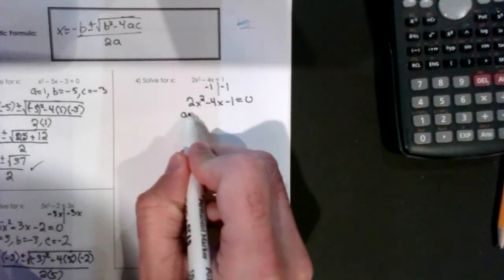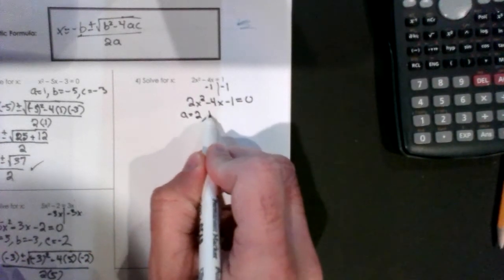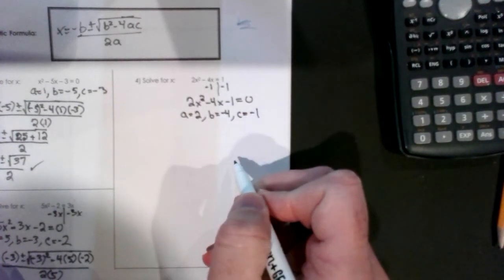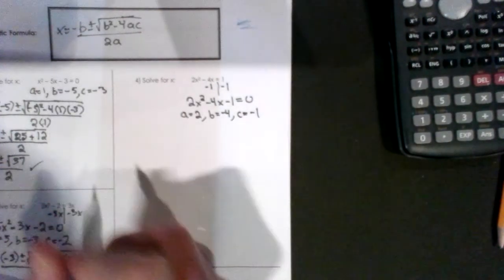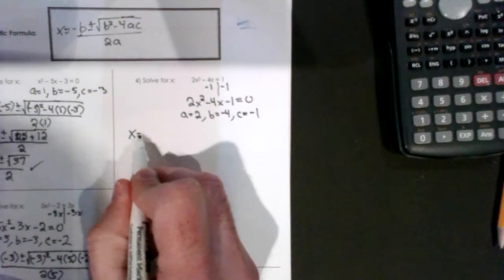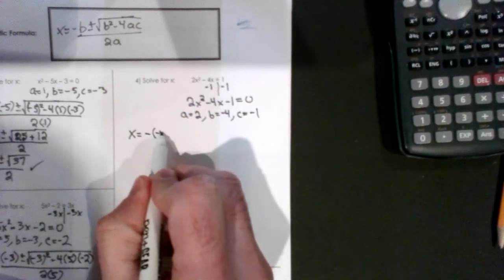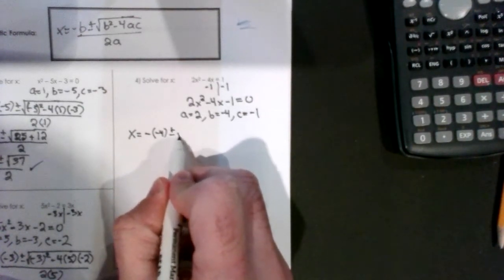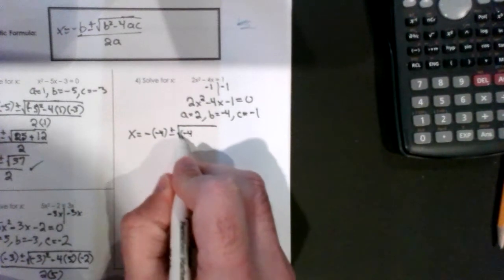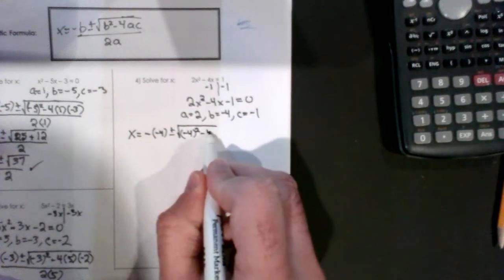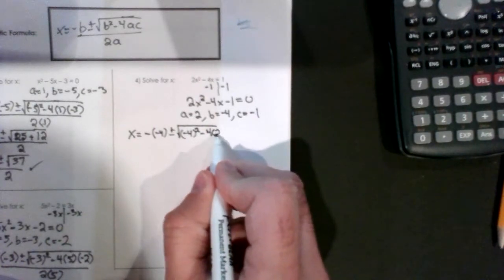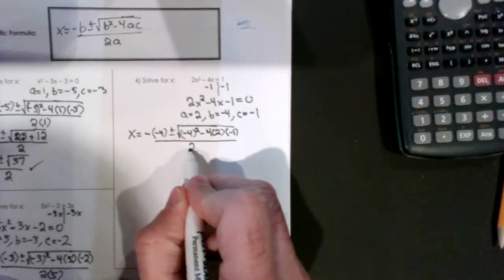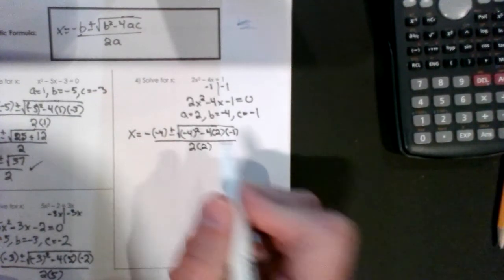So I list out my coefficients. A is equal to 2. B, negative 4. C equals negative 1. When I do my quadratic formula, I get x equal to a negative b, which is negative 4, put inside the parentheses, plus or minus the square root of negative 4 inside parentheses squared minus 4, and a, which is 2, times c, which is negative 1, all over 2 times a, which is 2.